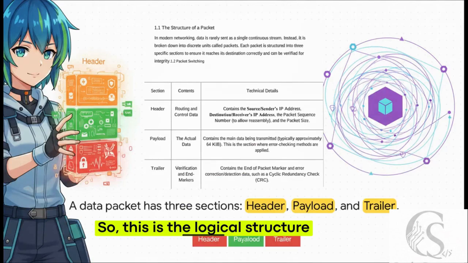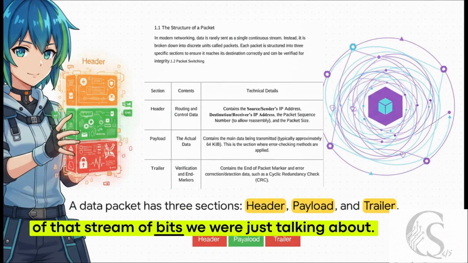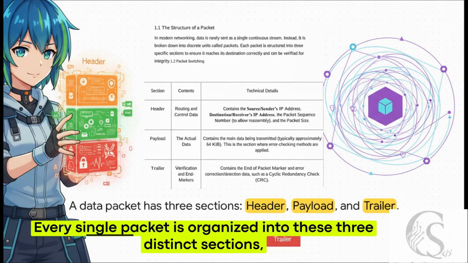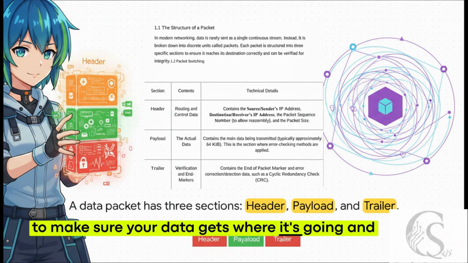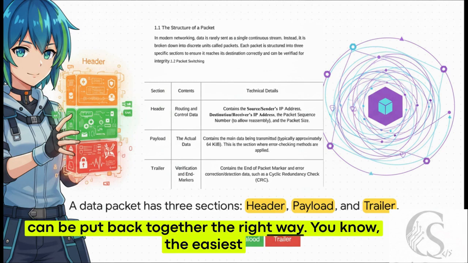So, this is the logical structure of that stream of bits we were just talking about. Every single packet is organized into these three distinct sections, and trust me, each one has a really critical job to do to make sure your data gets where it's going and can be put back together the right way.